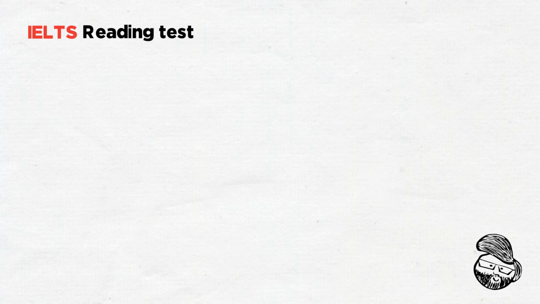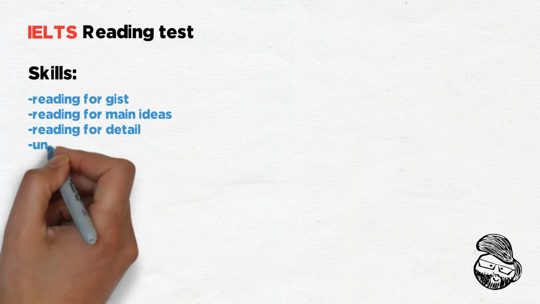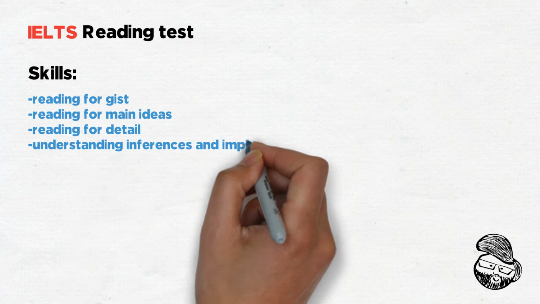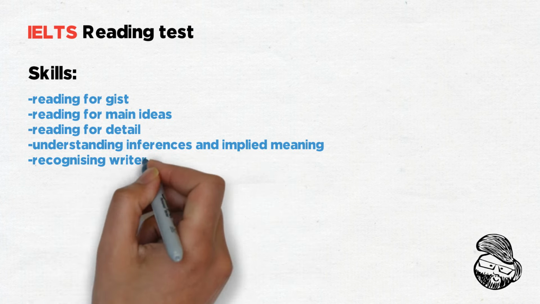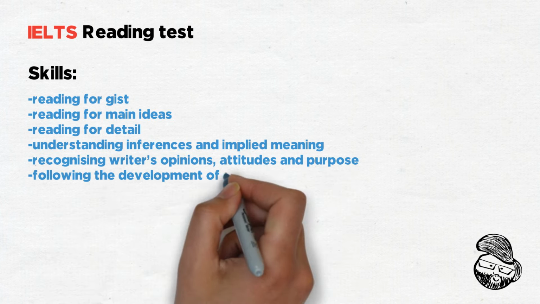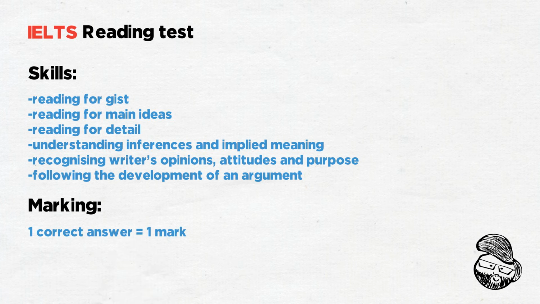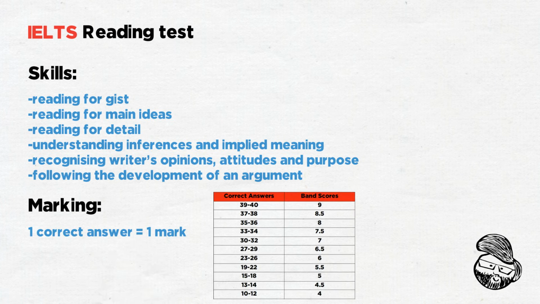Both general training and academic tests assess a wide range of reading skills, such as reading for gist, reading for main ideas, reading for detail, understanding inferences and implied meanings, recognizing writers' opinions, attitudes, and purpose, following the development of an argument. Each correct answer receives 1 mark. Scores out of 40 are converted to the IELTS 9-band scale. Scores are reported in whole and half bands.